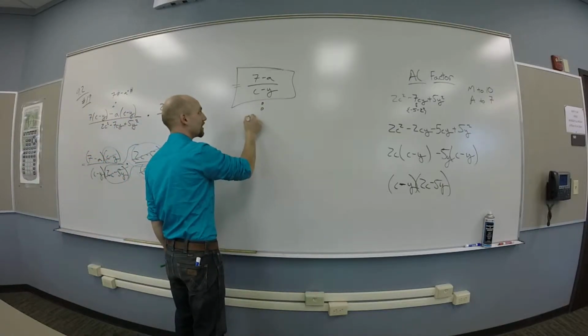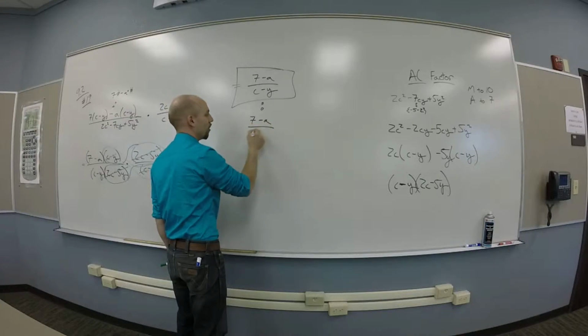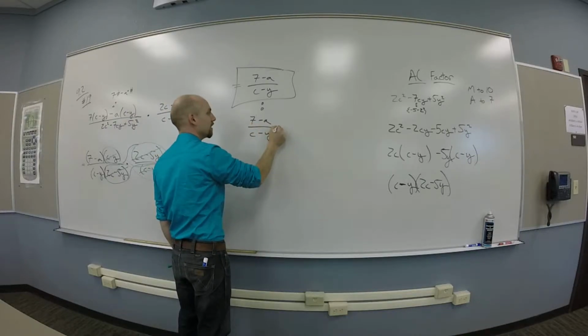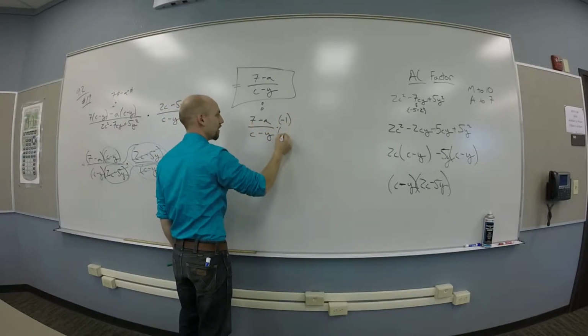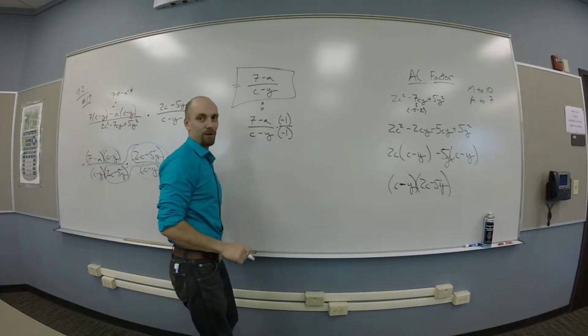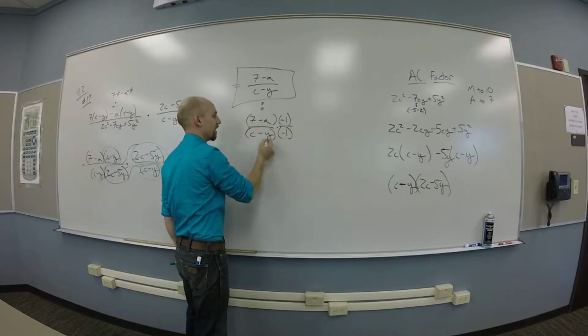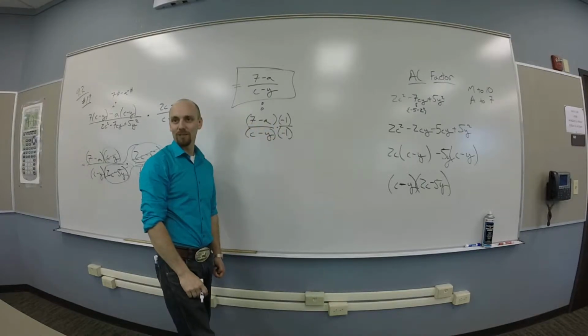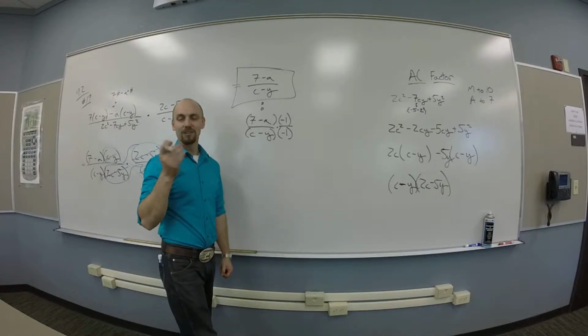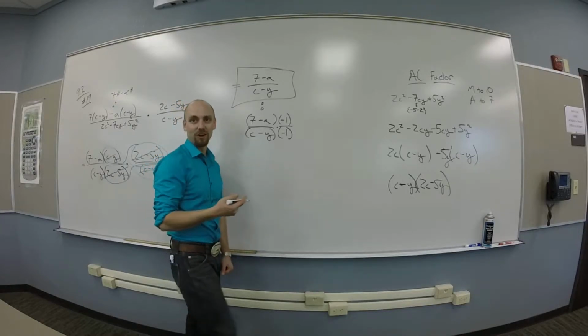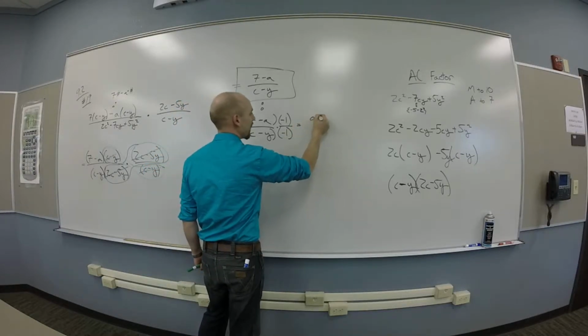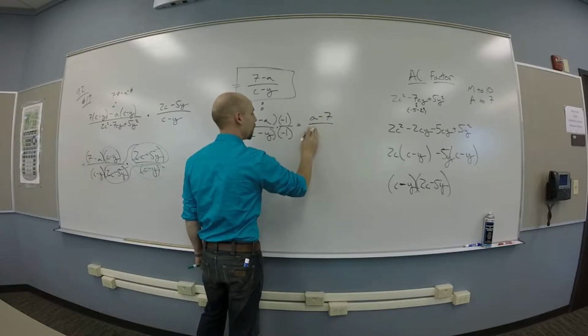I might think about this as being (7 minus a) over (c minus y) times negative 1 over negative 1, right? These are the same thing? And if I multiply that negative 1 in there, what's it going to do? It's going to flip the signs on both pieces, right? So this is (a minus 7) over (y minus c).